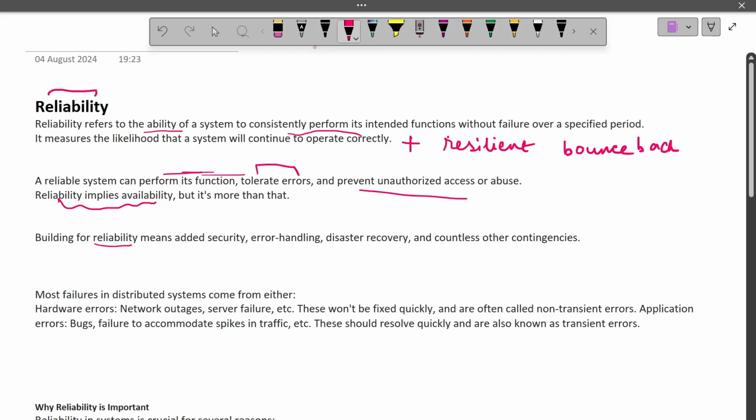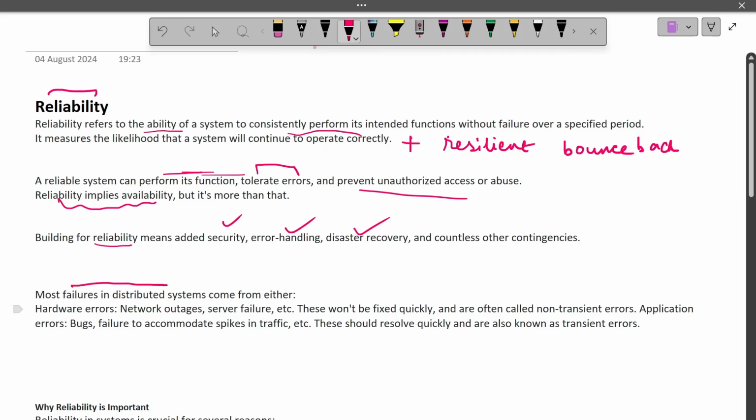Building for reliability means you have to do something more, something beyond what you are expected to do. You have to take care of security, error handling, DR, and other emergency situations you have to handle. So that is what reliability is all about, because we know that failures in distributed systems are bound to happen.